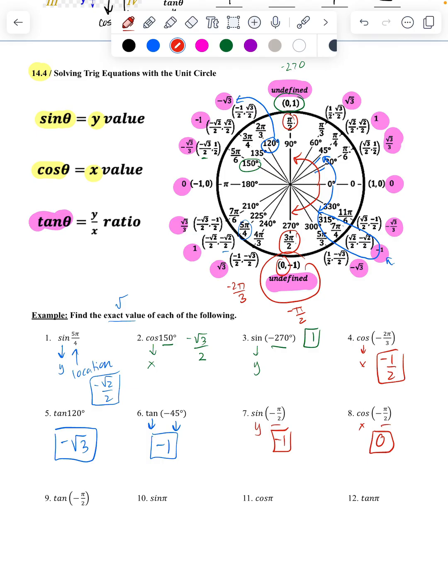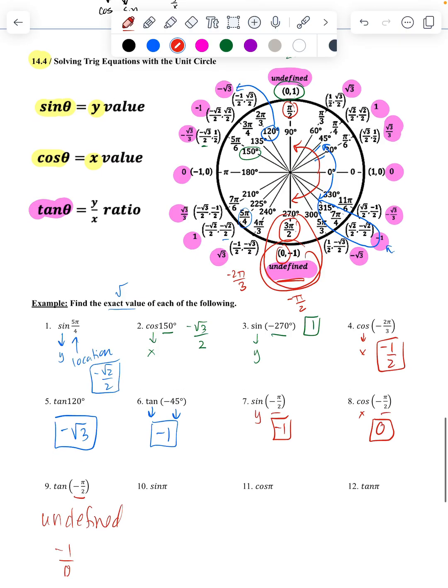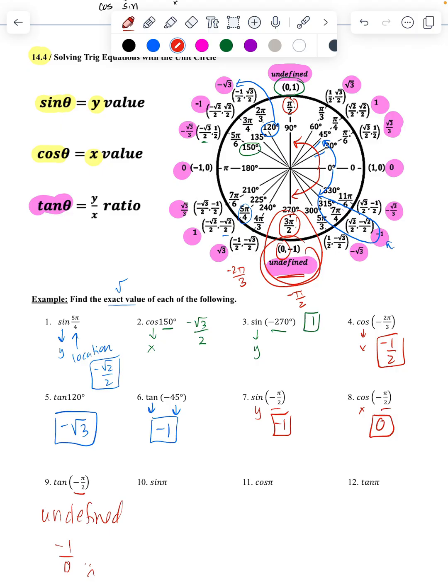Okay, number 9 is actually asking me for the tangent in the same exact spot. I'm still at negative pi halves, so I'm still at the bottom of the circle. And my tangent value there is undefined because tangent comes from y over x. And in this case, that would put a 0 on the bottom, which is sad face.